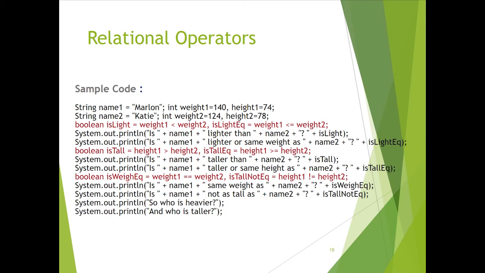Okay, and then next we have is light EQ. EQ stands for equal. Okay, so equal, so less than or equal. Claro? So what is the value for is light? Anyone? Given the sample code, what is going to be the value for is light?